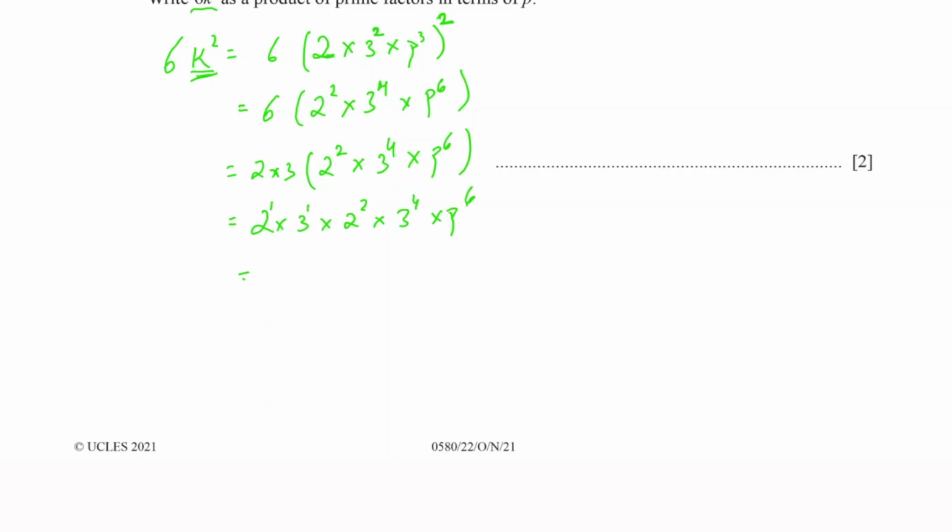So this is 1, this is 1, right? So if I solve this one and this one, I should get 2 raised to power 3, and if I solve this one and this one, I should get 3 raised to power 5, and the last one left is p raised to power 6. So we got the final answer as 2 raised to power 3 into 3 raised to power 5 into p raised to power 6. Let's move on.